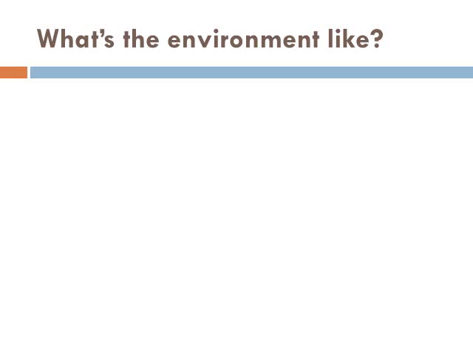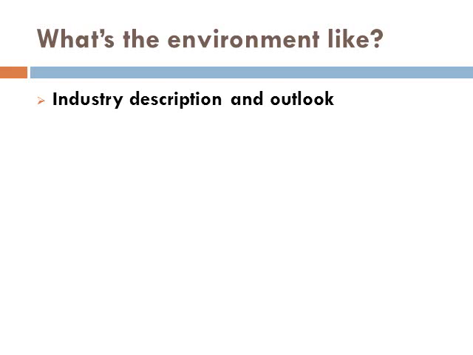So a couple sections that you're going to need to know is what the environment is like, what the competition is like, and then where is your business going to be located and what's it like. So let's talk about the environment first. There are certain things that you need to think about when you're talking about the environment for your business. You need to describe the industry.